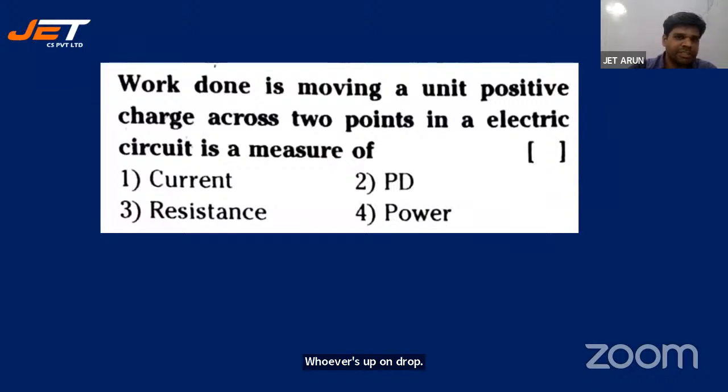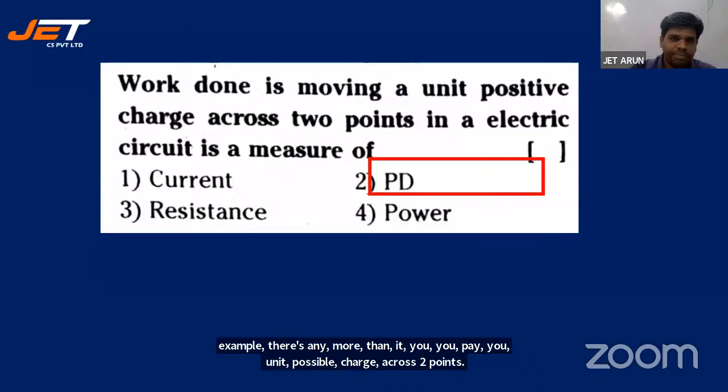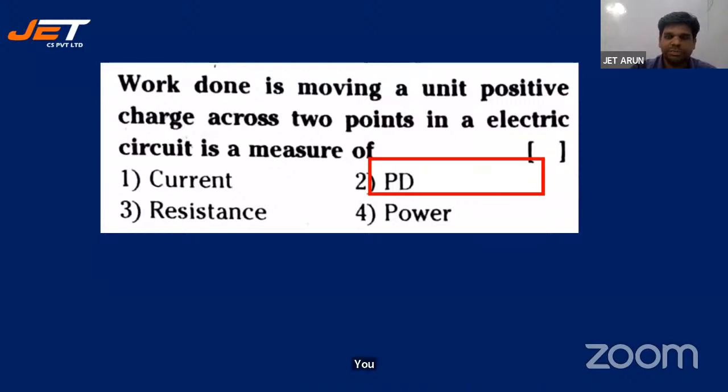All right, I'm getting a consistent response except two students have gone out. So I'll release the key. Look at the key, students. Two is absolutely right. Potential difference is absolutely right. But two students have gone wrong. It is not 4, it is 2. Potential difference is nothing but work done in moving a unit positive charge across 2 points in an electric circuit. All right, let's go to the next one.